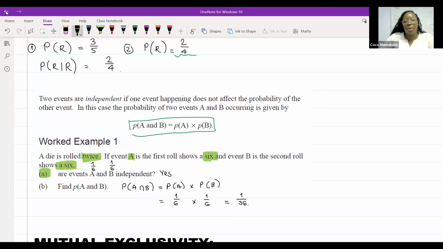No worries, Danveer. So the answer we're going to get here is 1/36. All right, we're going to park this.